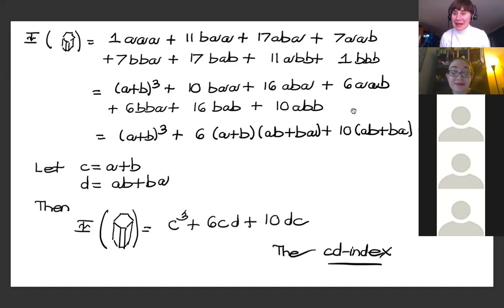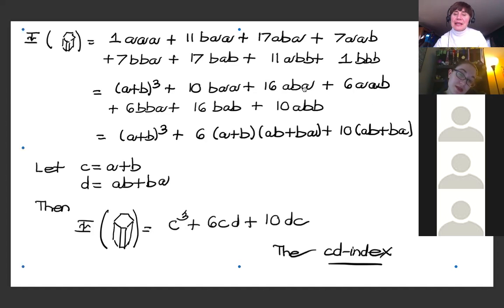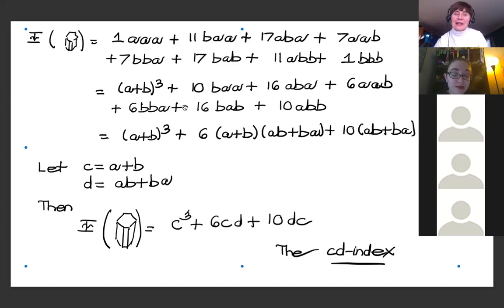Okay, so 16 is 10 plus 6. That's good because that gives us a hint about what's going on. Notice here, if we look at the 6 AAB, this ends in an alternating word AB. This 16 ends in an alternating word BA. This 6 BBA ends in a BA. The 16 BAB ends in an alternating word AB.